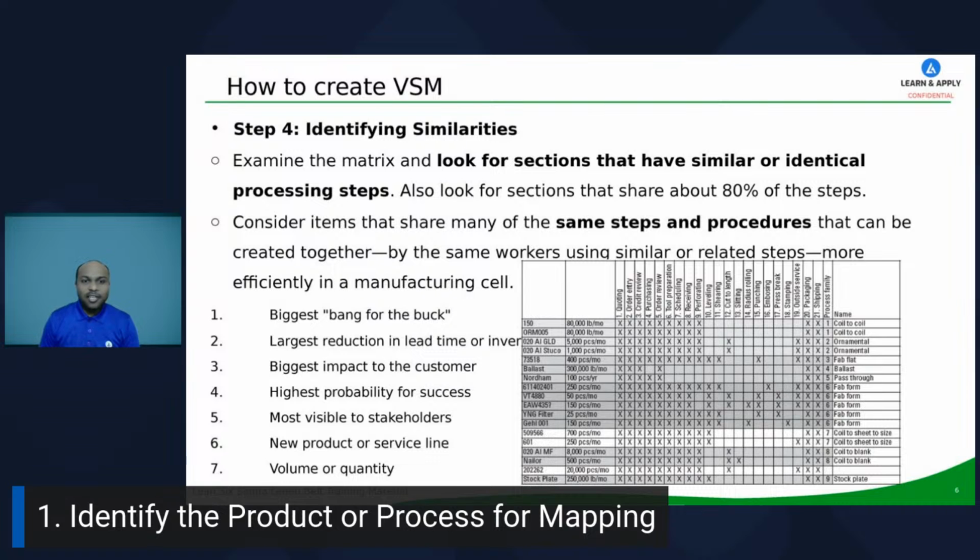We can look at the largest reduction in lead time, which is the more painful area for you, and we need to work on it. Biggest impact to the customer, highest probability for success, most visible to the stakeholders, a new product or service that you are going to start, or the product or service which has the highest value. So that when you work on that particular product or service, you will get the highest impact on your bottom line, right? These are the various things, by considering which, you can decide on which product family you are going to start the work.